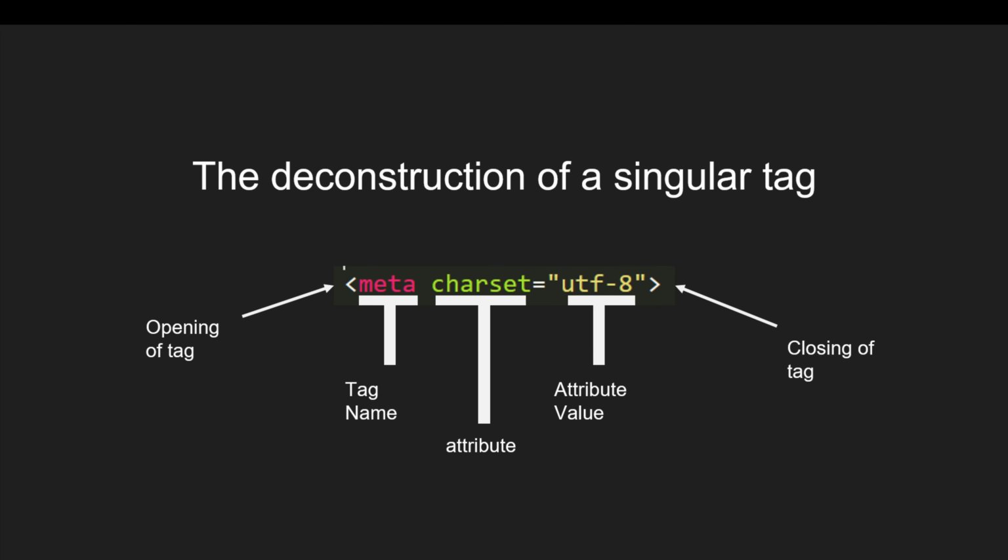So let's go ahead and deconstruct a singular tag. As we can see, for this line of code, the opening tag is on the left and the closing tag is on the right. We have a tag name, we have an attribute, and we have an attribute value. Meta is the tag name, and then we have an attribute, and then we have an attribute value. Basically, an attribute is something that belongs to the tag name that we change. But we'll get into this later, so you don't really have to worry right now.